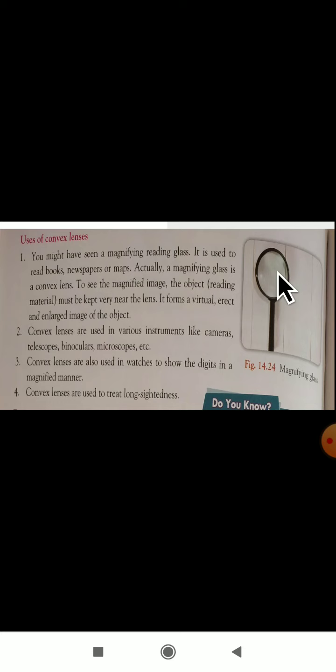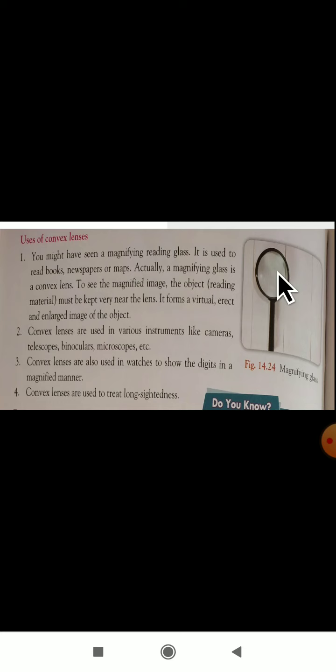Convex lenses are also used in watches to show the digits in a magnified manner. See, even in a watch they are using a convex lens. Here the numbers will be very small, so to magnify, to enlarge them, they are using a convex lens.